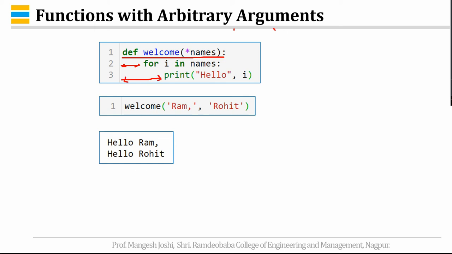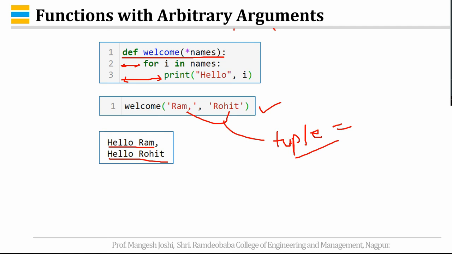Now you are calling the welcome function. I am passing 2 arguments, that is Ram and Rohit. So what is its output? Hello Ram and hello Rohit. Now what is happening in the program? Whenever you are calling this welcome function, these 2 arguments will get converted into a tuple.